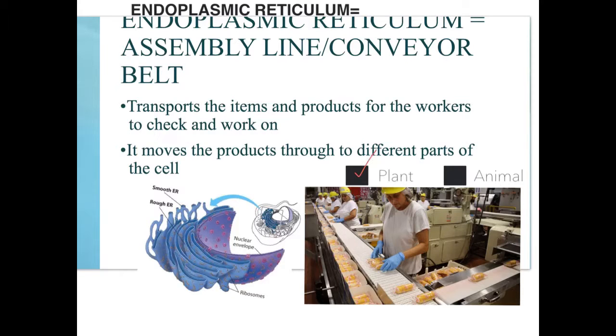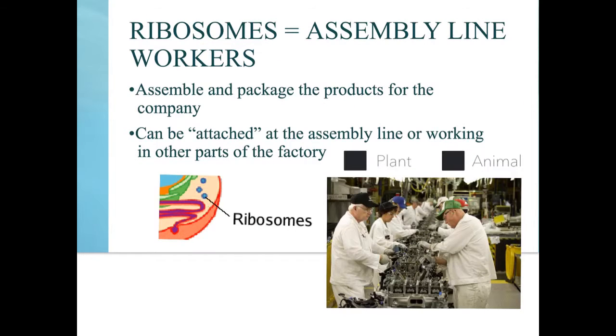Endoplasmic reticulum is found in a plant and animal cell. Ribosomes are the assembly line workers. They work with the endoplasmic reticulum, and they're also free-floating in the cytoplasm, but help in a factory and in the cell to assemble and package the products. They can be attached or also be kind of free-floating in the factory. We find ribosomes in both types of cells.